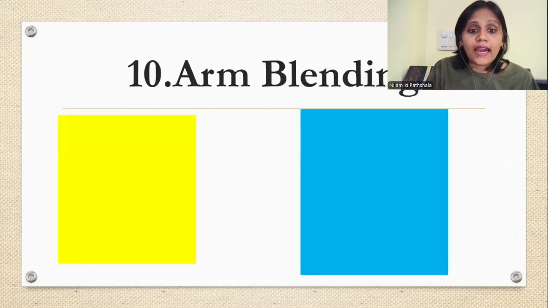Now we have arm blending here, but we do arm blending when we teach children reading, blending two letters. I'm just teaching you the first letter, so I am not going to take up this topic, arm blending. Okay, let's go ahead.